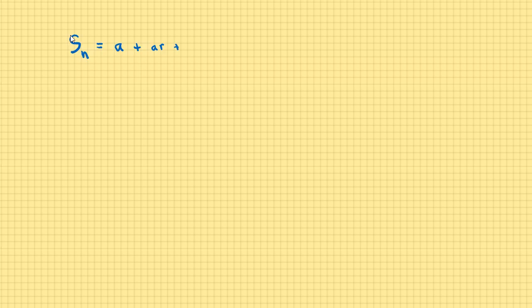And the next one is going to be times r. We'd have a times r squared. And this would go on until we reach a times r to the n minus 1. We have to stop at n minus 1 and not n because we have this a at the beginning, okay? We need to account for that.